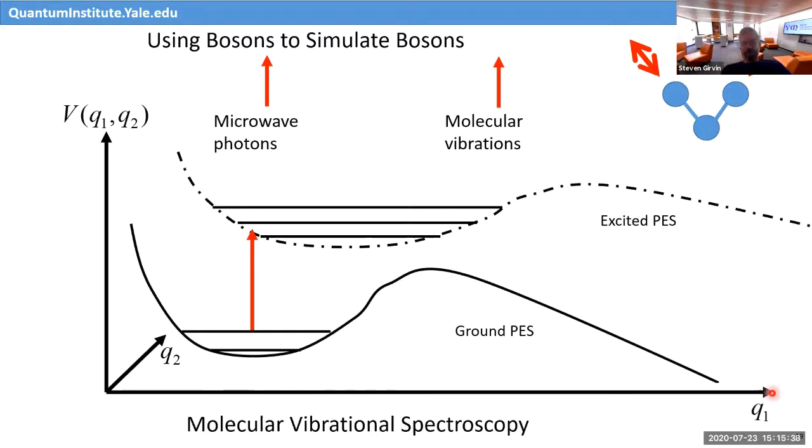around with coordinates Q1 and Q2, the two vibrational coordinates, the electrons follow adiabatically, and there's some potential energy surface for the nuclei when you're in the electronic ground state. If you send in an optical photon and break one of these bonds, you excite the electron to an anti-bonding orbital, then you get a completely new potential energy surface. It's a two-dimensional surface, which I haven't been able to draw very well here.